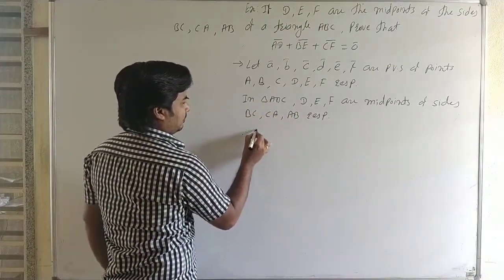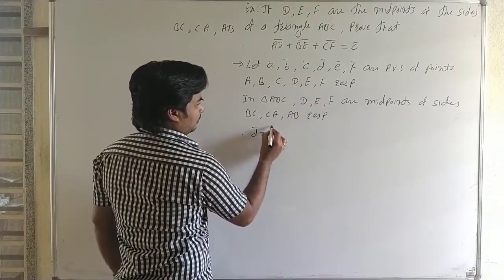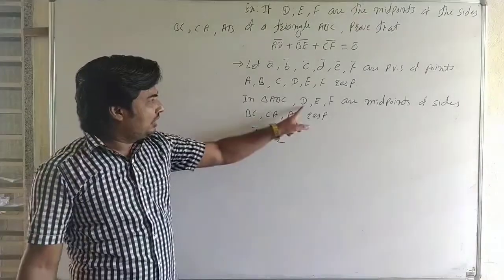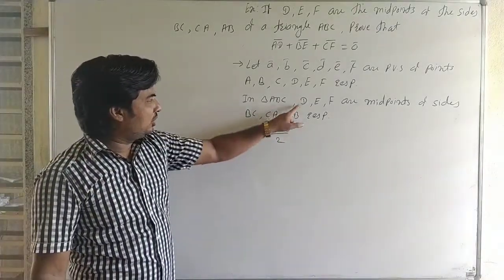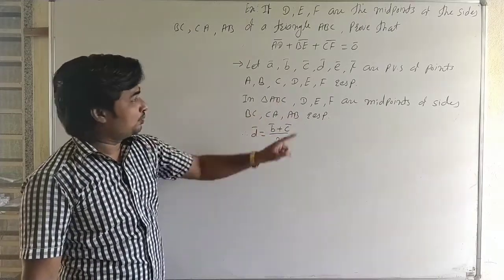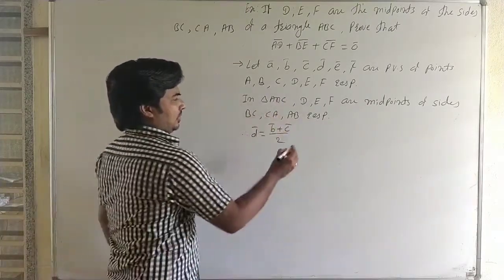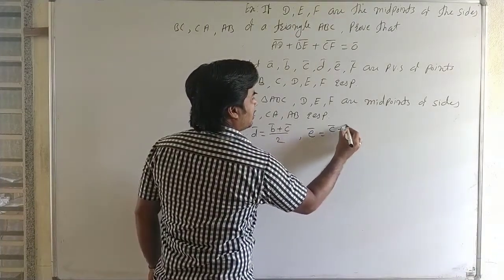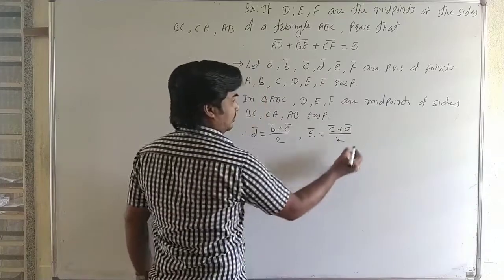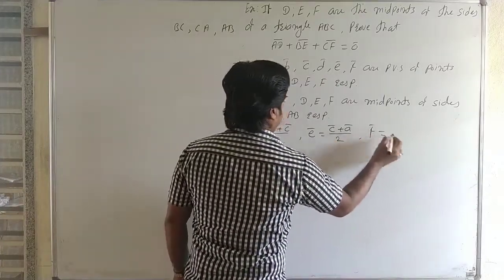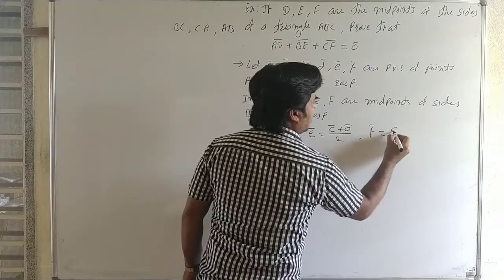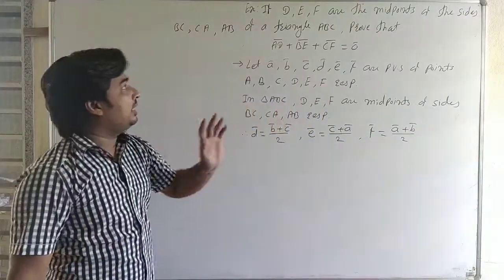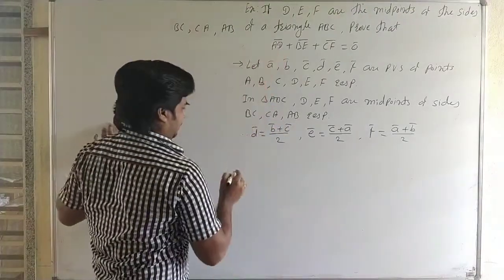Therefore, we can write D bar is equal to B bar plus C bar upon 2 by midpoint formula. E is a midpoint of CA, therefore E bar is equal to C bar plus A bar upon 2. And F is a midpoint of AB, therefore F bar is equal to A bar plus B bar upon 2. Now we have to prove this.